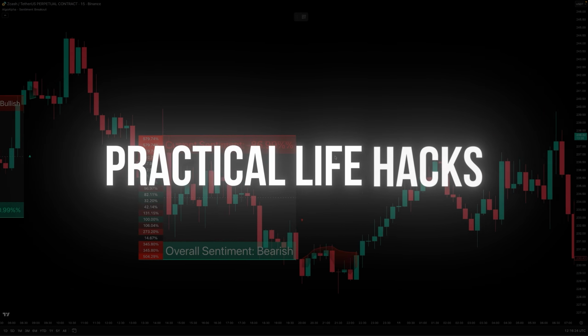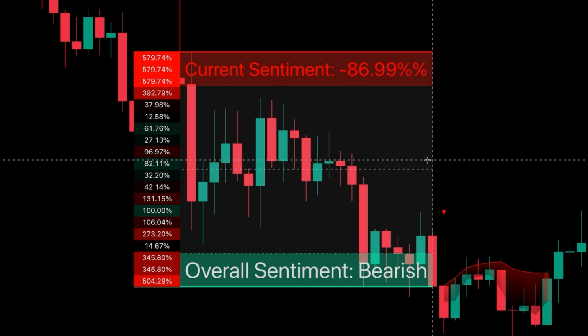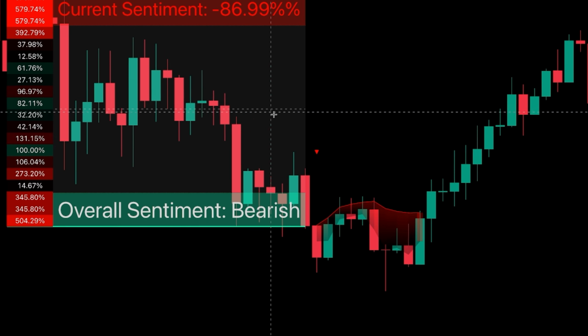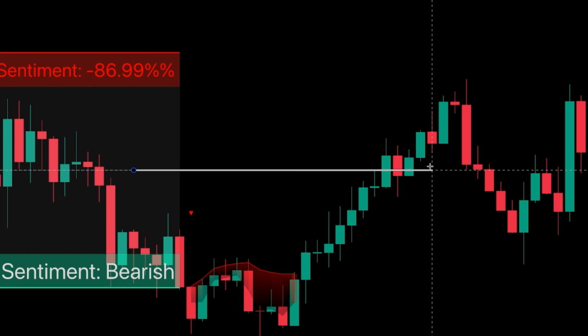Practical life hacks. First, trust the middle. The middle line is your best friend for assessing the health of a trend after a breakout. If after a breakout to the downside, the price immediately rises and holds above the middle line, that's a weak breakout. Don't be afraid to exit such a trade quickly, even if it means taking a small loss.